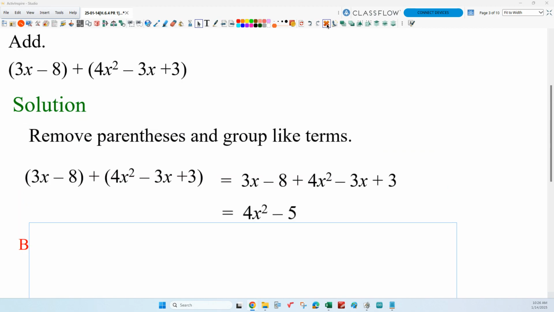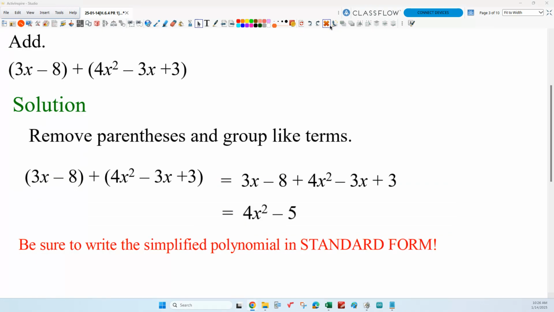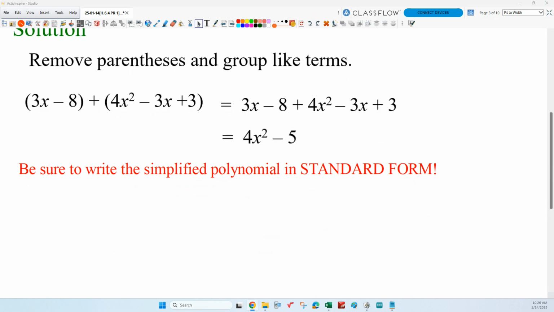So we just eliminate the parentheses and then combine like terms. As we're doing this, we always want to write the polynomials in standard form, which means we target the highest powers of x first and then work our way down. If we do that, we automatically write our answer in standard form. Give me 1 to 5 fingers. That all making sense?